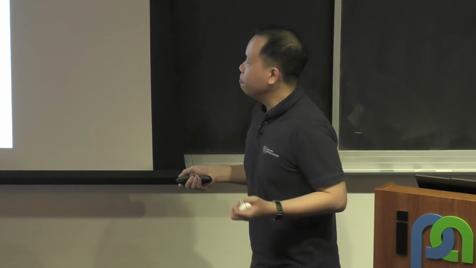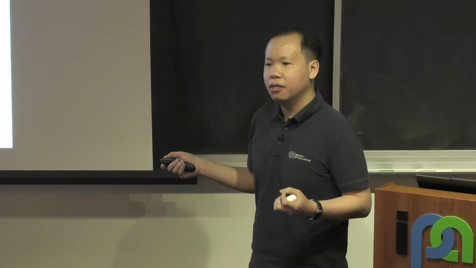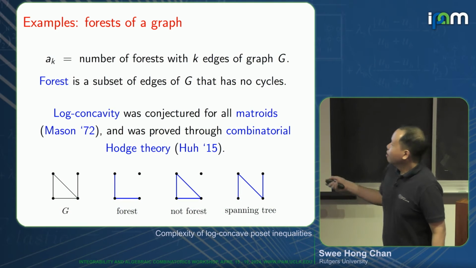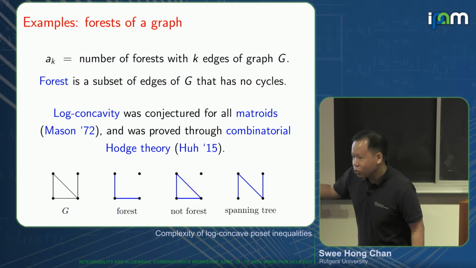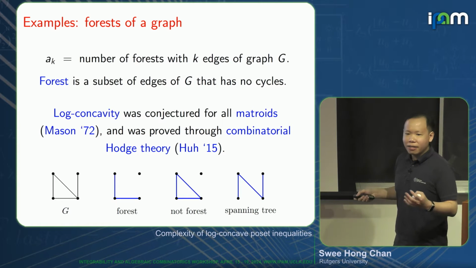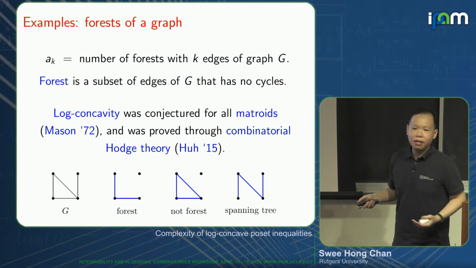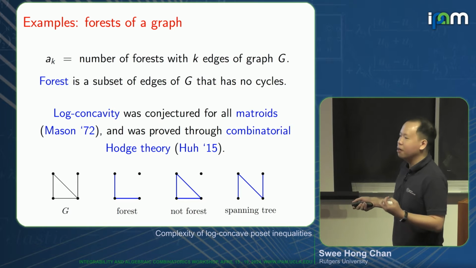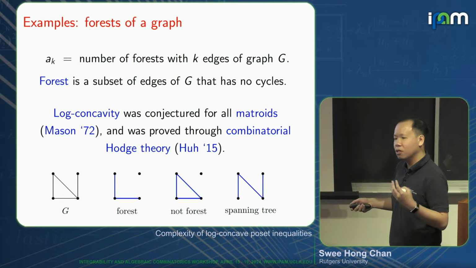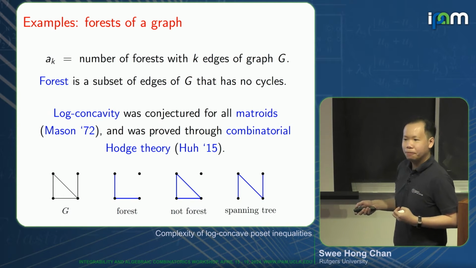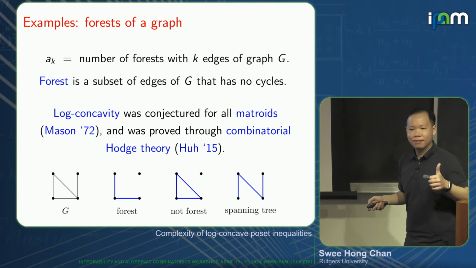It was finally solved by June Huh in 2015 by using a technology called combinatorial Hodge theory, which takes some ideas from Hodge theory in algebraic geometry. Okay? And I checked yesterday on Wikipedia, if you go and check, Mason's conjecture and this Hodge theory were cited by the International Mathematical Union as one of the reasons for them to award the Fields Medal to June Huh in 2022. Okay? Everything good so far? Good.